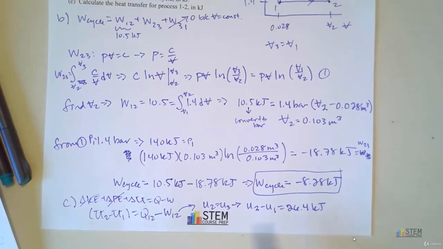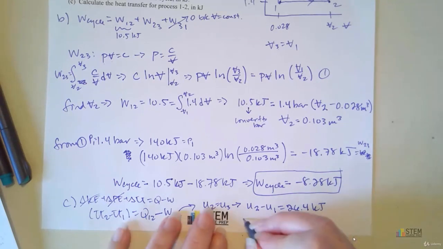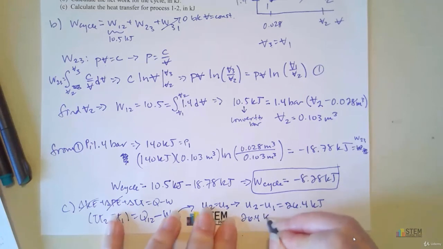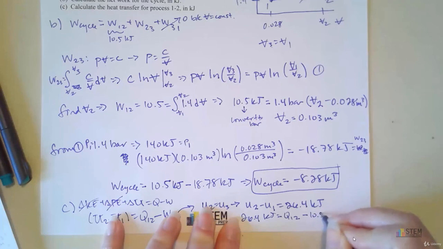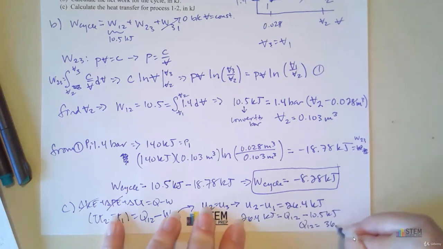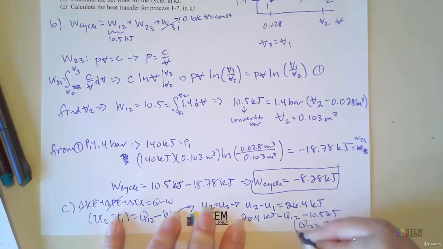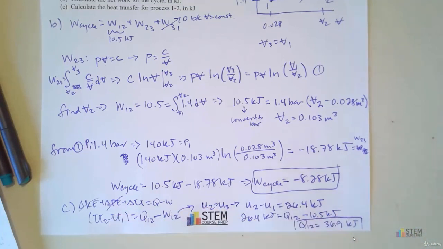Now we can take this, plug it in over here, so we get 26.4 kilojoules. That's going to equal Q12 minus the 10.5 kilojoules. So then finally you get your Q, which is 36.9 kilojoules. All right, so that's how you go about getting Q.